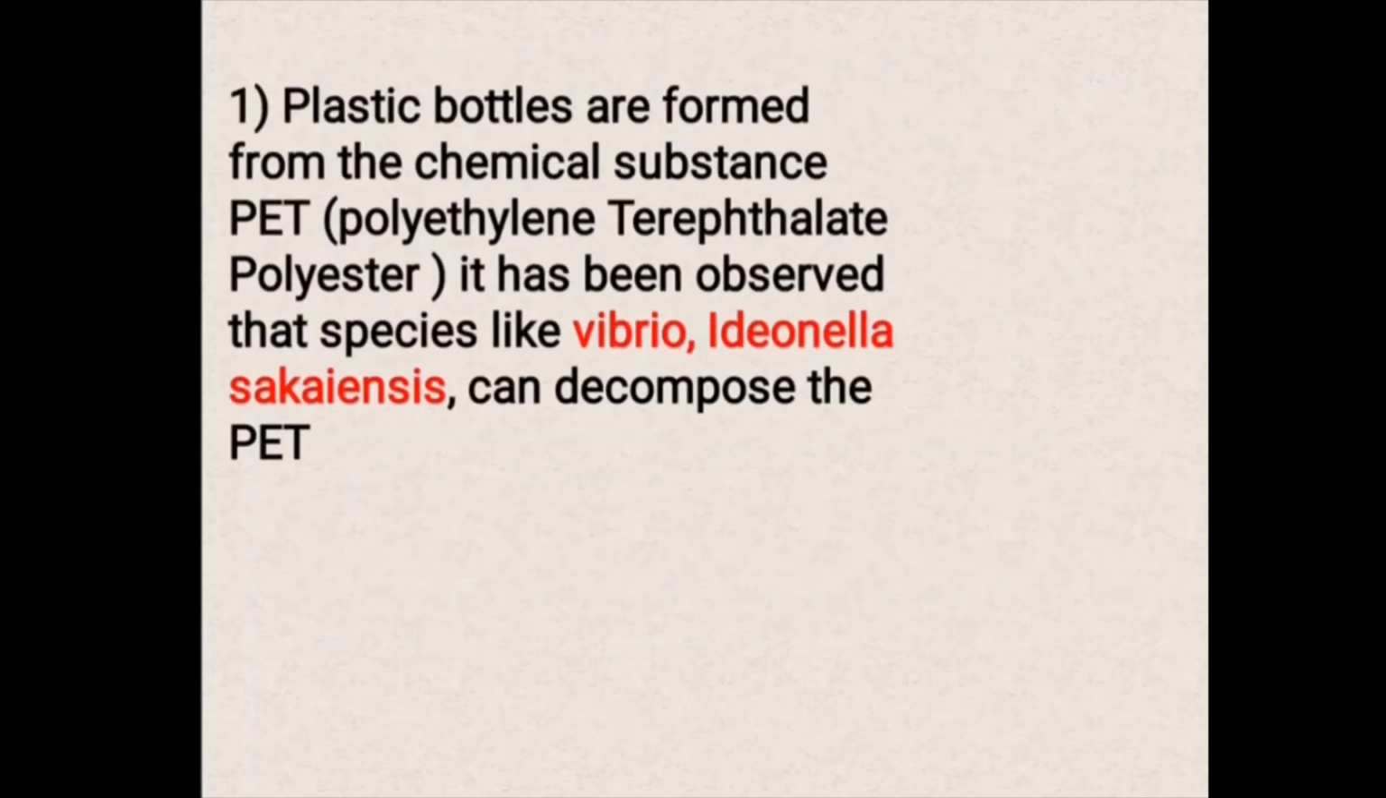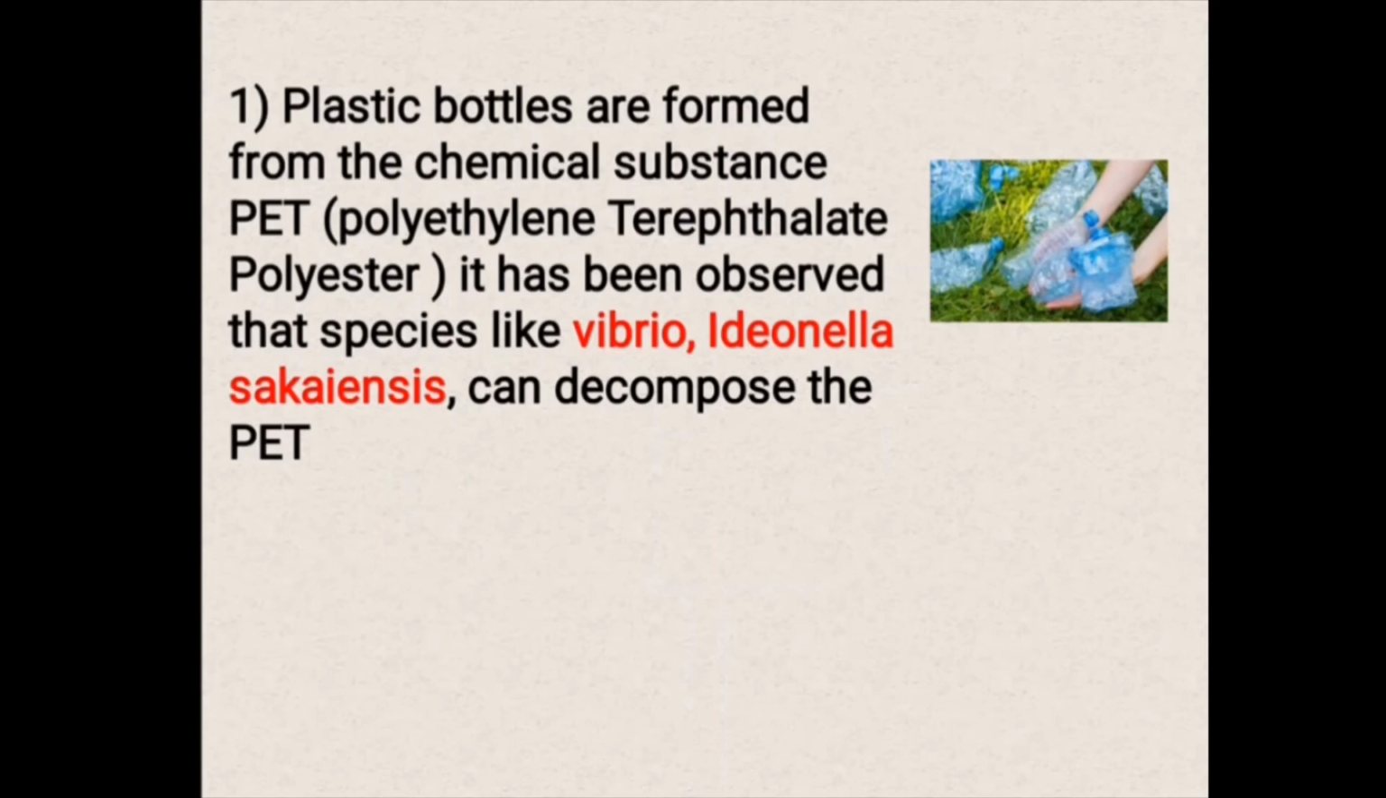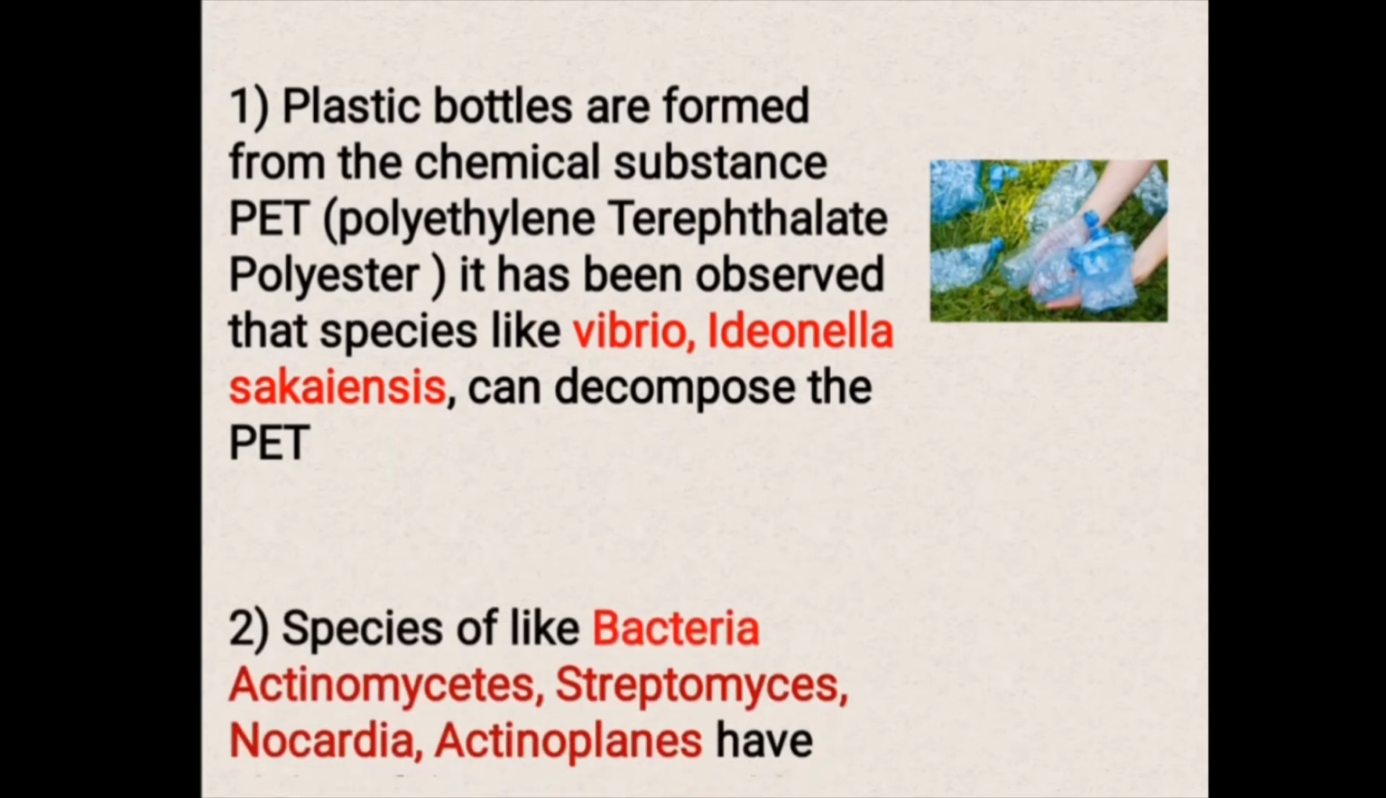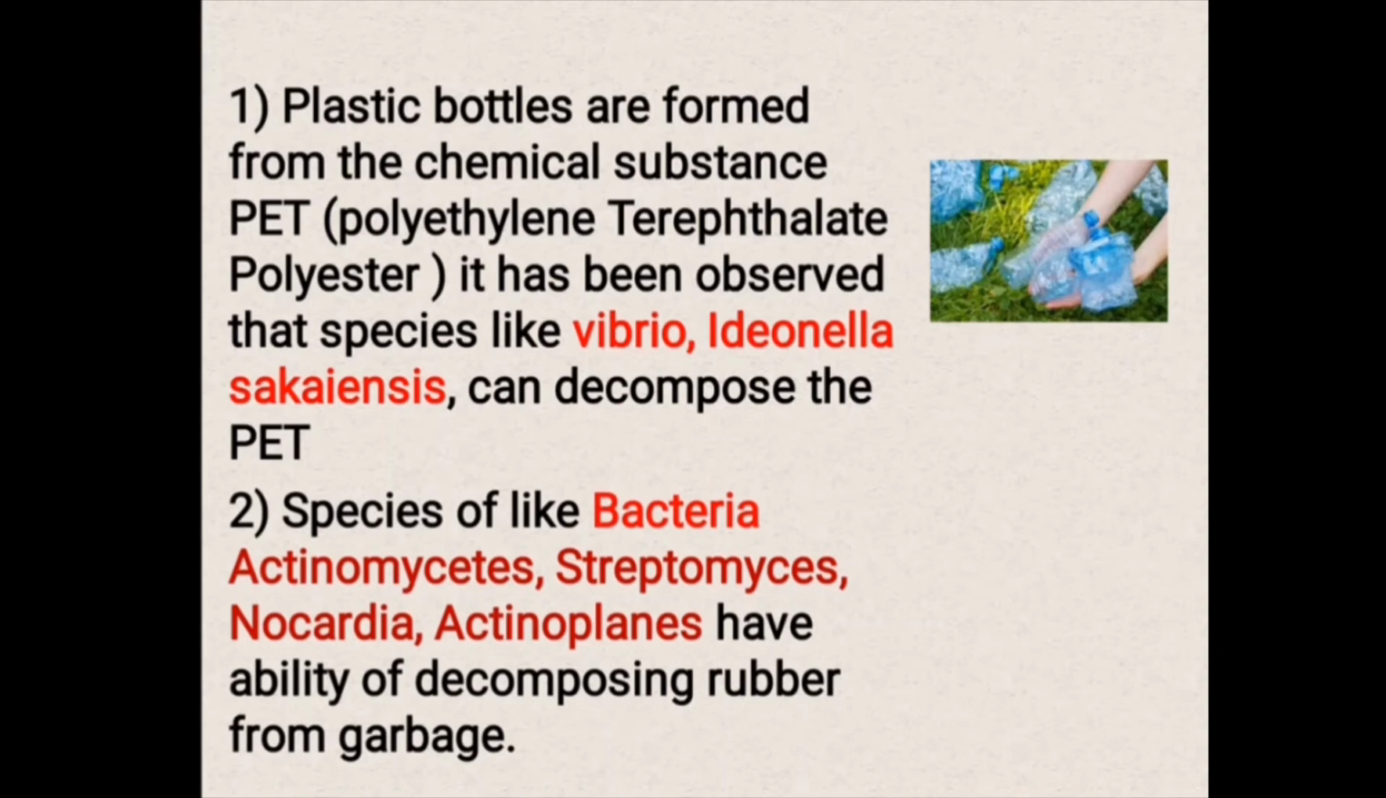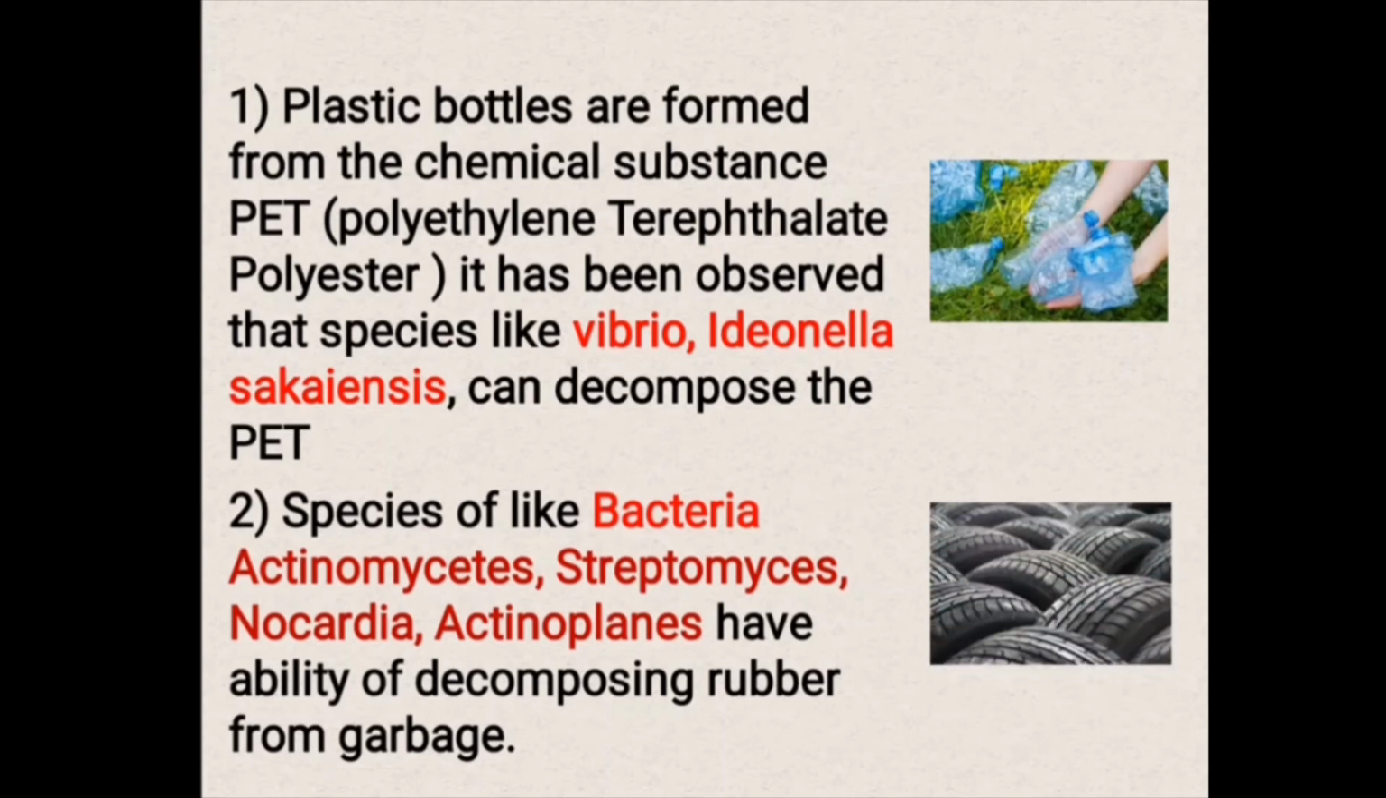Next is how plastic and rubber are decomposed. Plastic bottles are formed from the chemical substance PET, polyethylene terephthalate polyester. It has been observed that species like Vibrio and Ideonella saikiensis can decompose PET. Species of bacteria like Actinomycetes, Streptomyces, Nocardia, Actinoplanes have the ability of decomposing rubber from garbage.